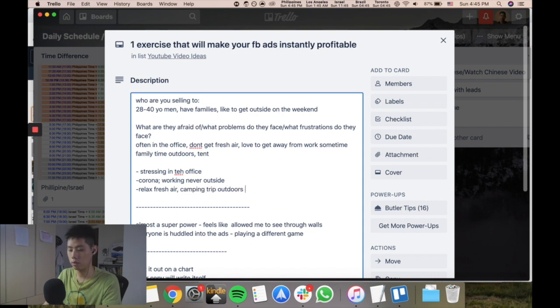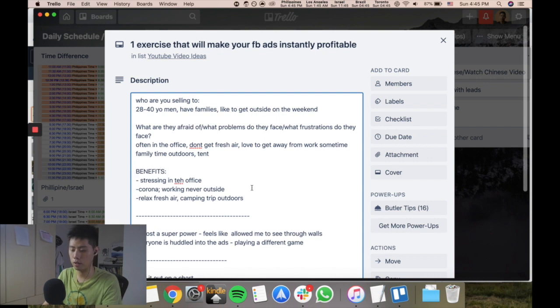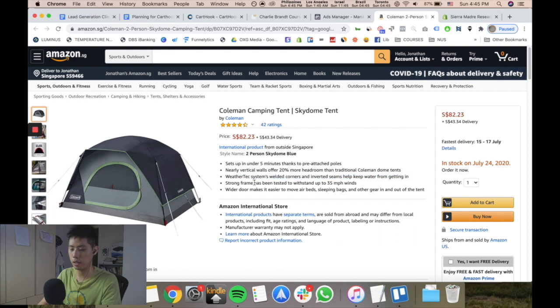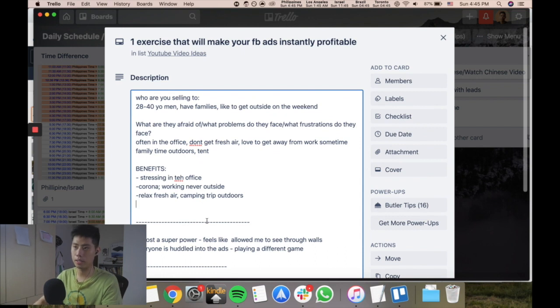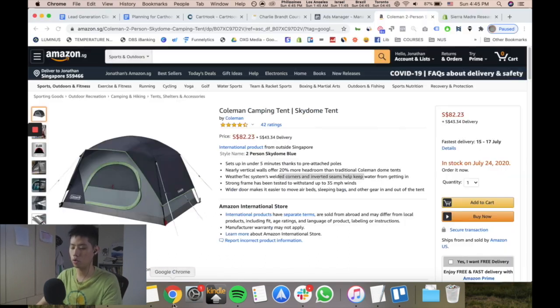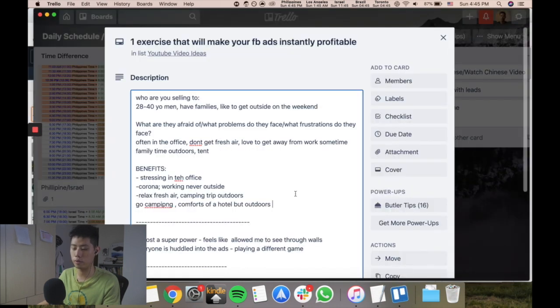Then you obviously want to frame this as benefits. The benefit of getting this tent specifically is that you hate leaving the house because it's really uncomfortable to get outdoors. But with this tent right here, you're able to go camping and have the comforts of a hotel, but outdoors. You frame it like that. You understand that their pain point is that they want to get out of the office and out of work, but they also don't like uncomfortable situations. You take that pain point and push it through, and sell people on the fact that this tent is as comfortable as a hotel outdoors.